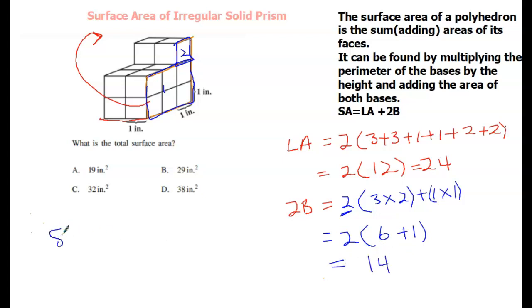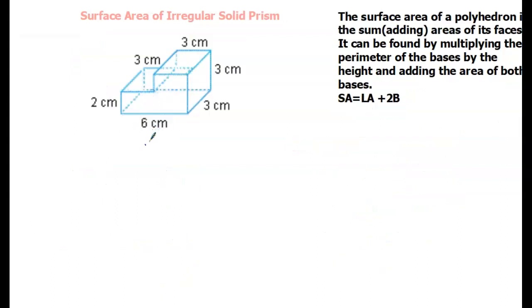And then surface area will be the addition of the LA, 24 plus 14, and that gives us 38 inch squared. So this is the answer. Let's look at the next example.